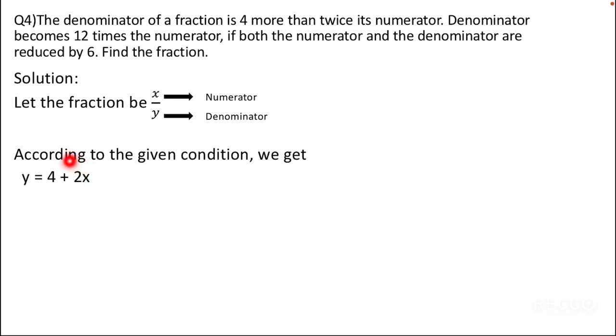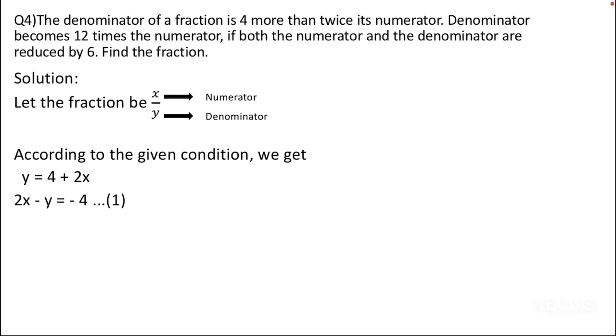Now you can see that y is over here, x is over here. So we will arrange this equation to get x and y variables to one side and constants to one side. So we get 2x minus y is equals to minus 4. So this is our first equation. Now using the second condition, we will frame our second equation.